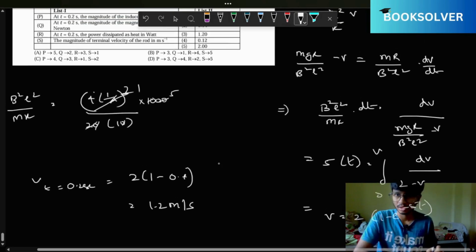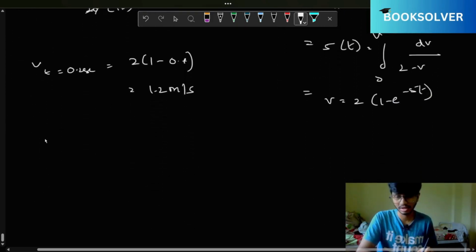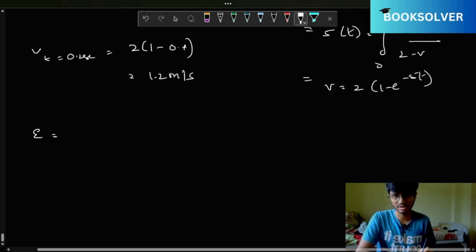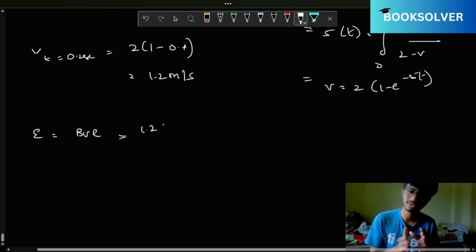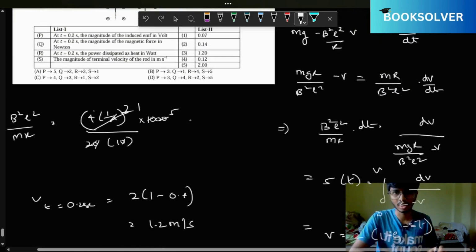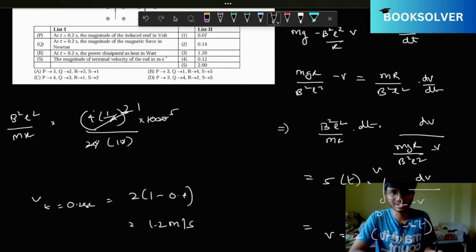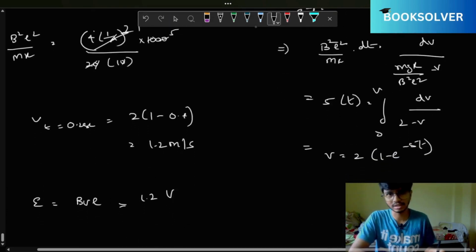Now the magnitude of induced EMF: induced EMF is equal to BvL. BL is equal to 1, so it is equal to velocity. So EMF is equal to velocity, not in terms of dimensions, just in terms of magnitude, and that is in volts. So it goes with option number 3. It's either option B or D that is the right answer.